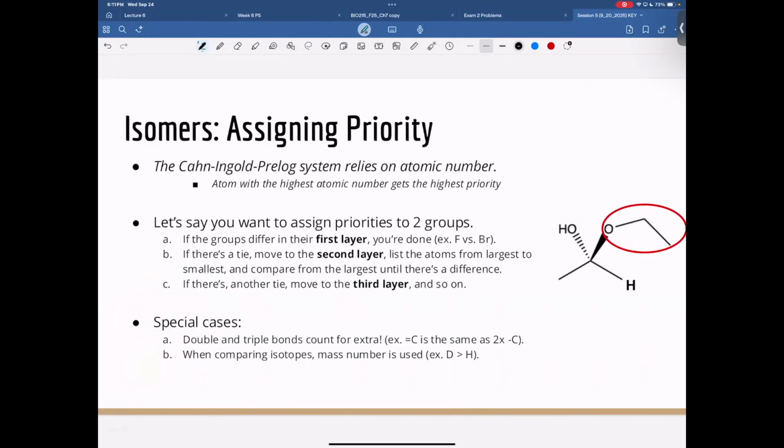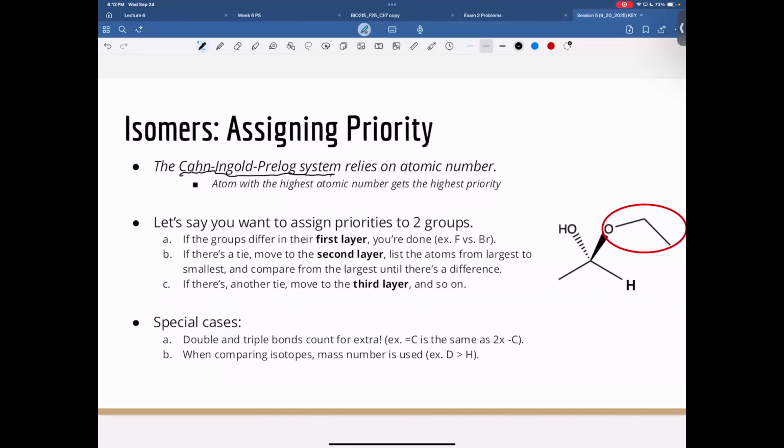All right, assigning priority. So when there is a chiral center, you want to determine if it's R or S. And the first step of doing that is assigning priority. The way we do this is we use the Cahn-Ingold-Prelog system. This states that the atom with the highest atomic number gets the highest priority.